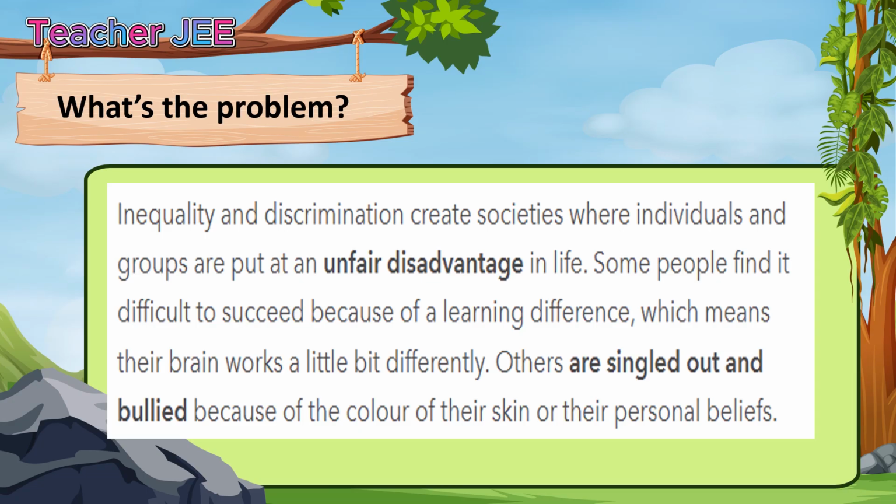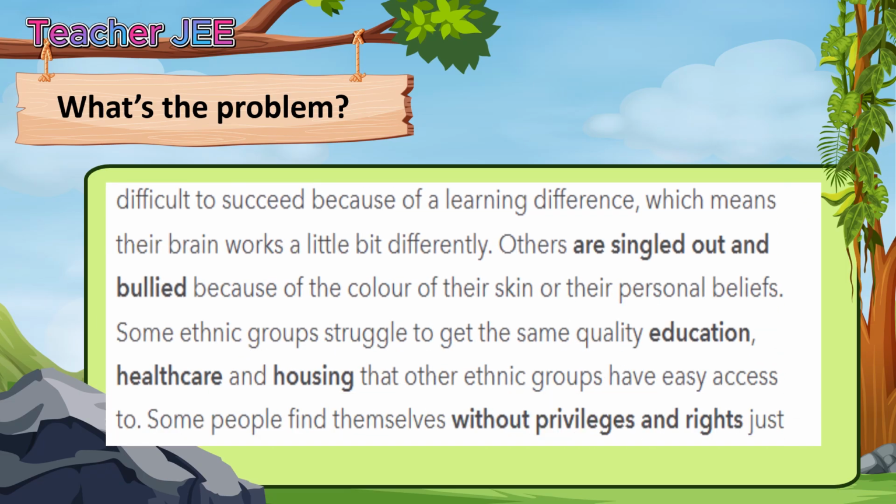So, what's the problem about inequality? Do you think it is a problem? Inequality and discrimination create societies where individuals and groups are put at an unfair disadvantage in life. Some people find it difficult to succeed because of a learning difference, which means their brain works a little bit differently. Others are singled out and bullied because of the color of their skin and their personal beliefs.